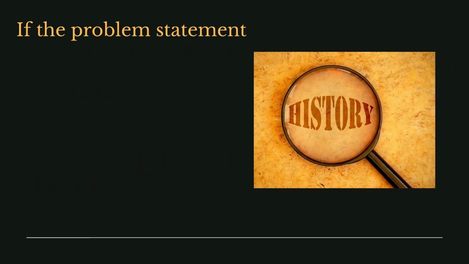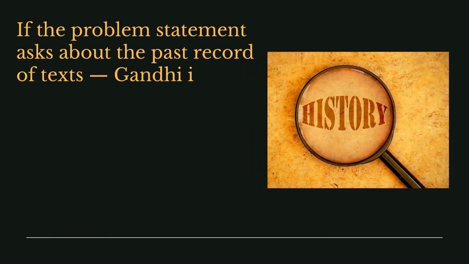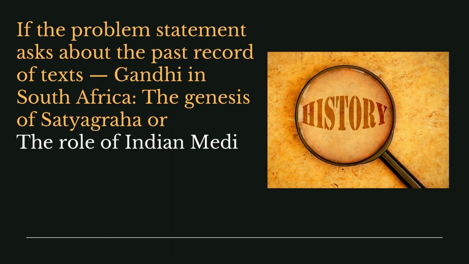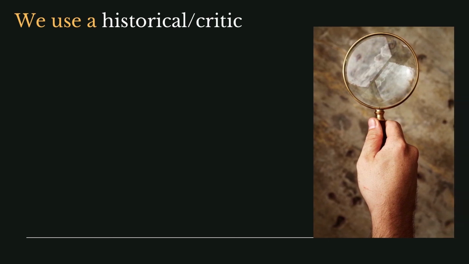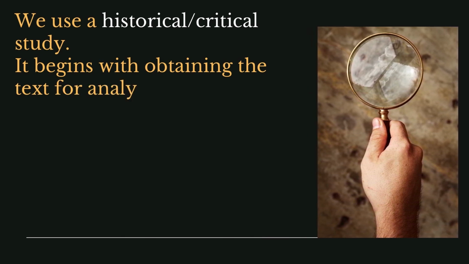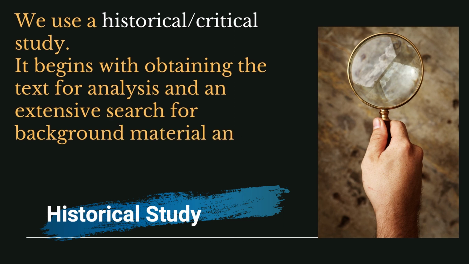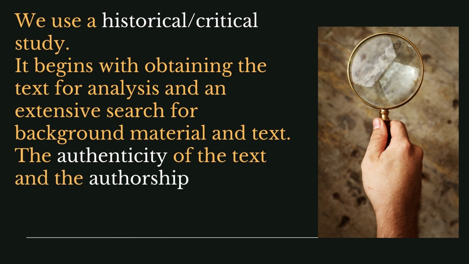If the problem statement asks about the past record of texts, Gandhi in South Africa, the genesis of Satyagraha, for example. Or the problem statement could be the role of Indian media in environmental conservatism. To address such problems, we use a historical critical study. It begins with obtaining the text for analysis and an extensive search for background material and text. The authenticity of the text and the authorship is established. We apply critical standards to evaluate messages.